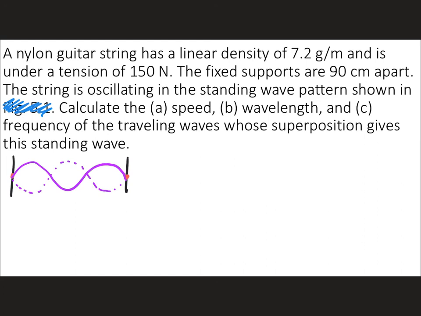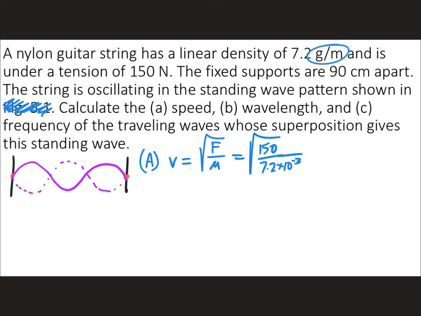All right, so part A, calculate the speed. Well, we've seen that before. We have a speed equation that deals with the force that I know and the mass density that I've been given. So this is easy peasy. Square root of 150 over the 7.2 times 10 to the minus 3, because it's grams per meter. It needs to be kilograms per meter. So this is newtons over kilograms per meter, and we get a speed of 140 meters per second.